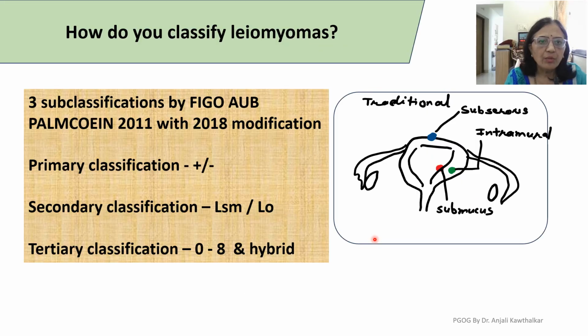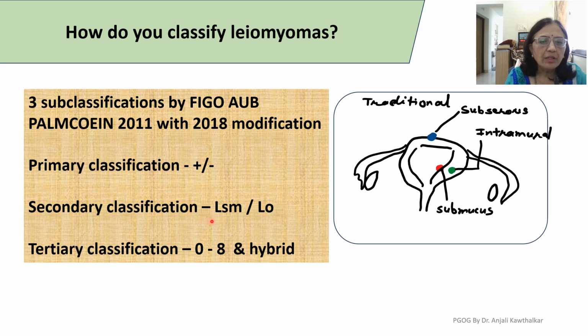How do you classify leiomyomas? By the FIGO abnormal uterine bleeding PALM-COEIN classification system, there are three subclassifications of leiomyoma which were introduced in 2011 and which have been modified in 2018. Primary classification is whether the leiomyoma is present or not.